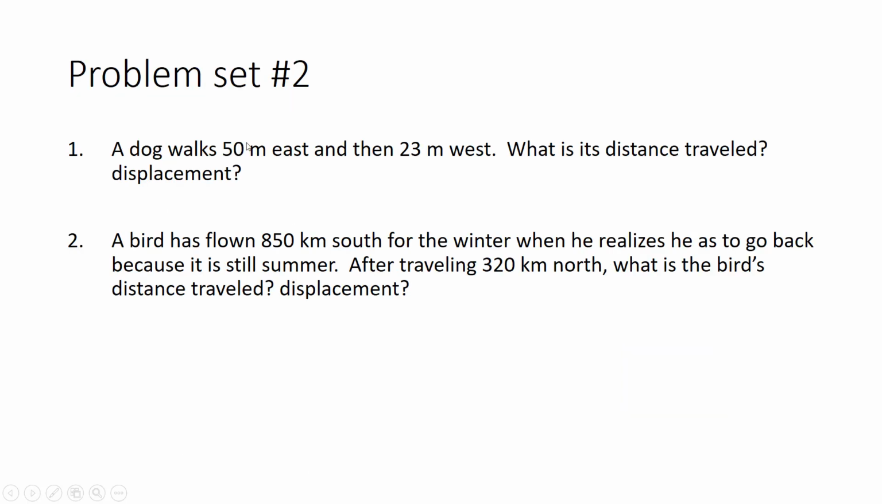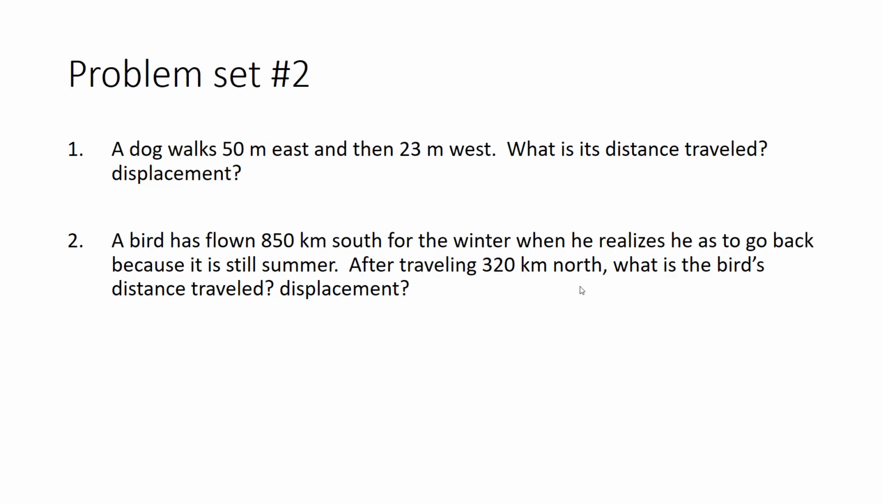Okay, so here's your problem set. A dog walks 50 meters east and then 25 meters west. What's the distance traveled and what's the displacement? And the second one: a bird has flown 850 kilometers south from winter, and then he realizes he went the wrong way. It's still summer. So he travels 320 kilometers north. At that point in time, what's the distance traveled? What's the displacement? So just kind of getting at the basics here.